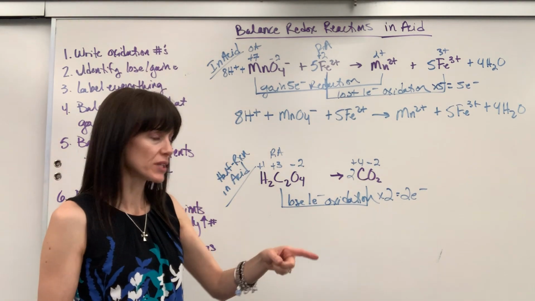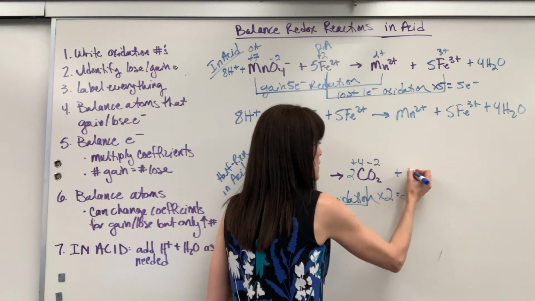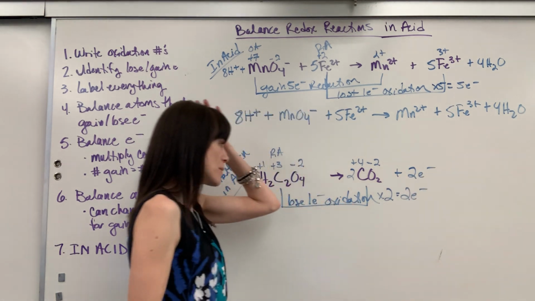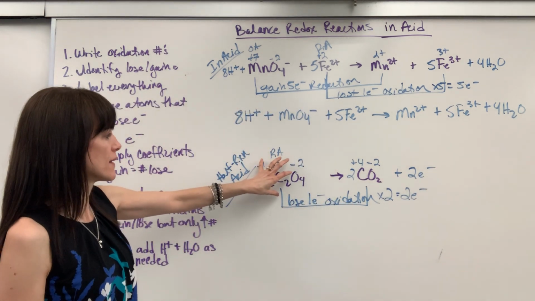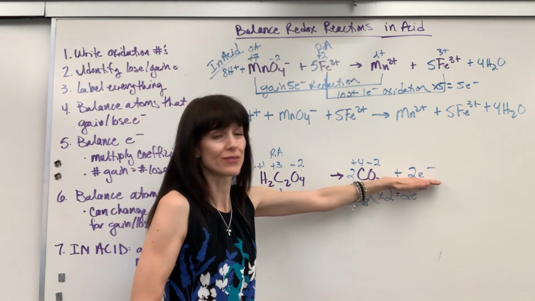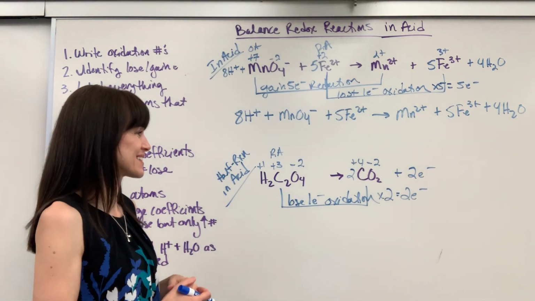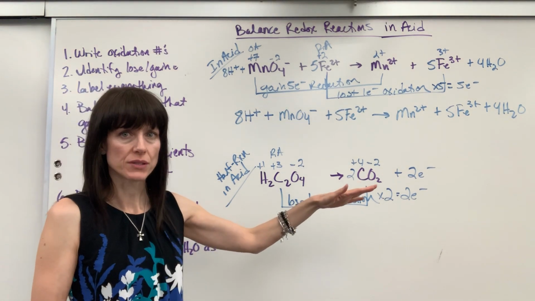So oxidation, when something's oxidized, we lose electrons. Those electrons always go on the product side. And that makes sense. I start with more electrons on the reactant side. A species loses electrons, so you have leftover electrons right here in the half reaction for oxidation. You can figure that out.